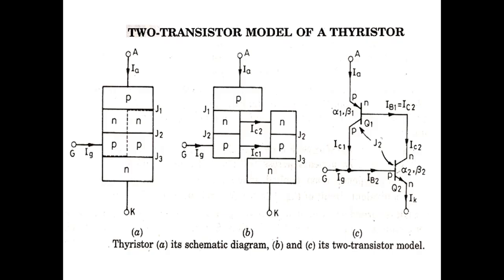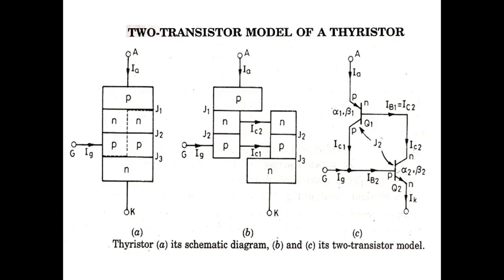First, we can see the anode current, gate current and the cathode current. These are the currents of the SCR. In the third diagram it is represented by the transistor currents. The anode current IA will be equal to the emitter current of the Q1 transistor, and IG, the gate current, will be equal to the base current of the transistor Q2 plus the collector current of the transistor Q1, and the cathode current IK will be equal to the emitter current of Q2.